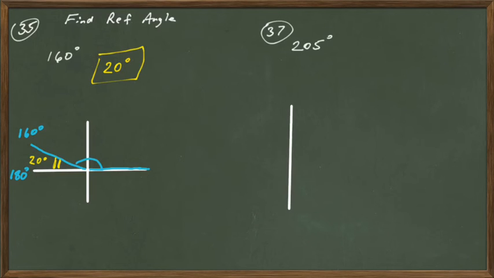Where is 205? Is that bigger than 180, smaller than 180? It's bigger than 180. How much bigger than 180? Here it is. Actually, let's go back because it's not quite as big as what I have. Sounds like it's over here. But the reference angle goes to the x-axis and has to be acute. So how much bigger than 180 is 205? The reference angle would be what, 25?